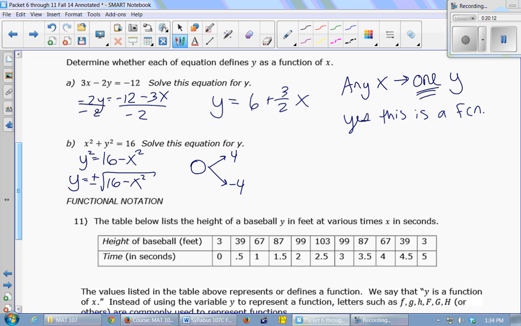So it only has to happen once, right? It only has to happen one time. One x value that gives two y values, and you're done. The whole thing's not a function. So I don't have to show that this happens all the time. I've got 1 point, I'm good. So this is not a function.